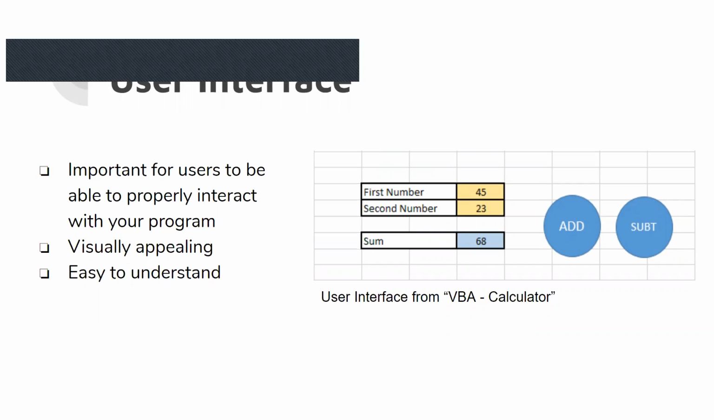So, user interface. This is really important when you're writing a program, because oftentimes you're not writing it for yourself. You're writing it for someone else or a company to use, and they really need to understand what you're doing. An example of a good user interface would be probably Minecraft.